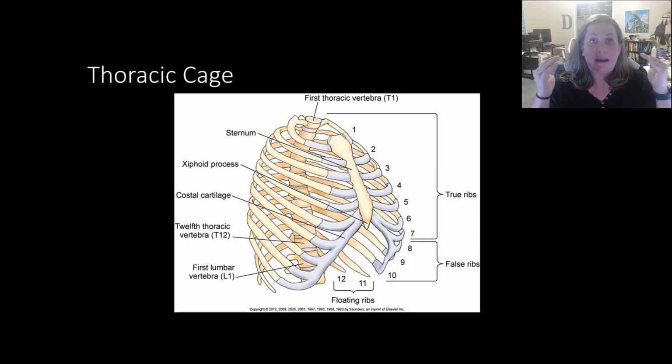Now, there are a ton of muscles that fit in between these ribs, and they help with breathing. So not only do they offer protection and a cage for your lungs and your heart, they also have the function of helping you breathe.